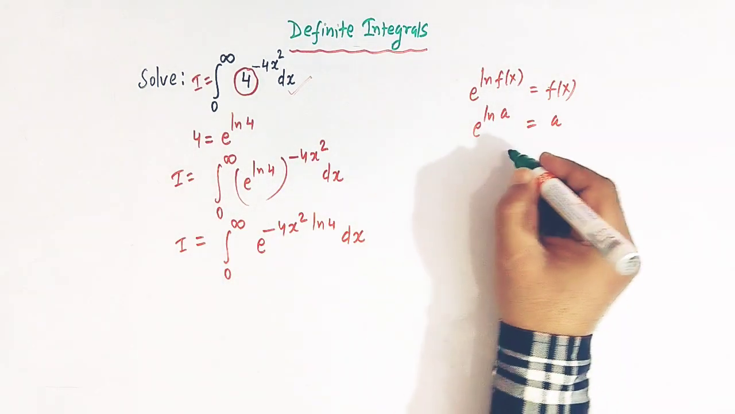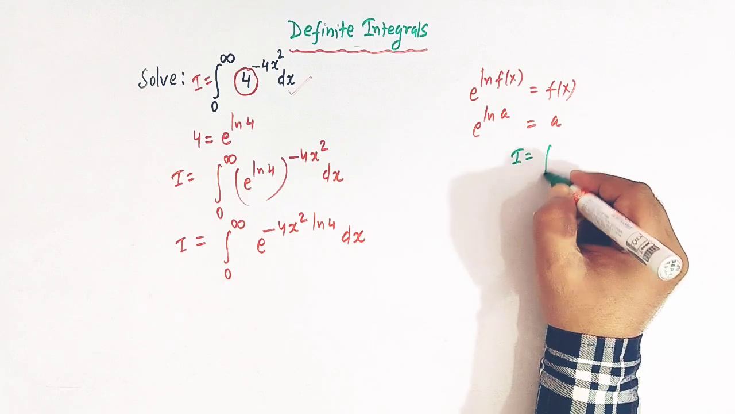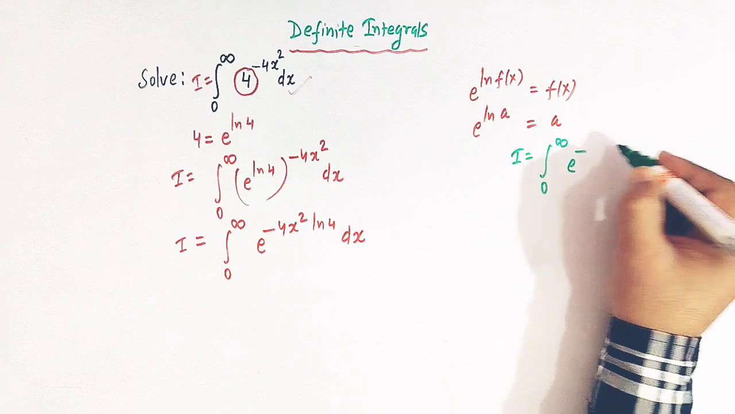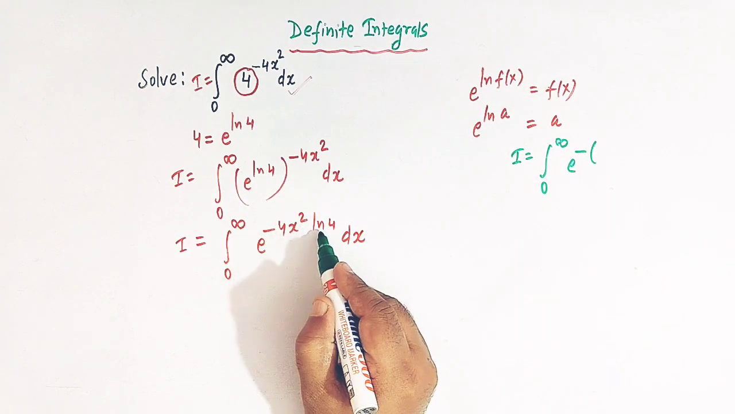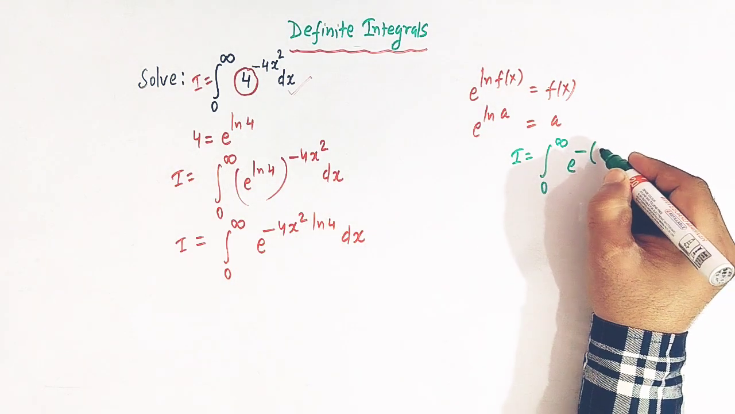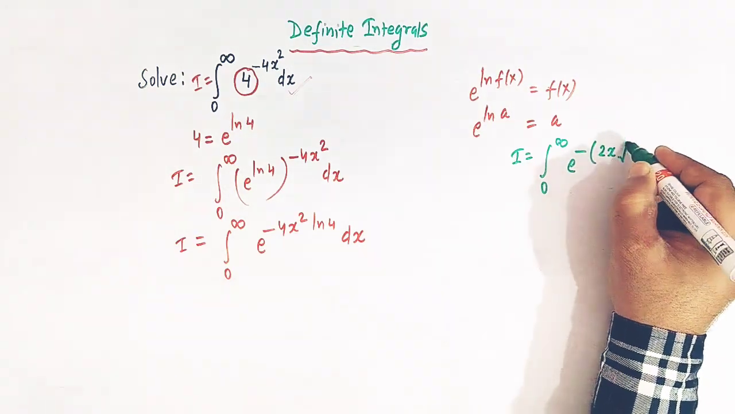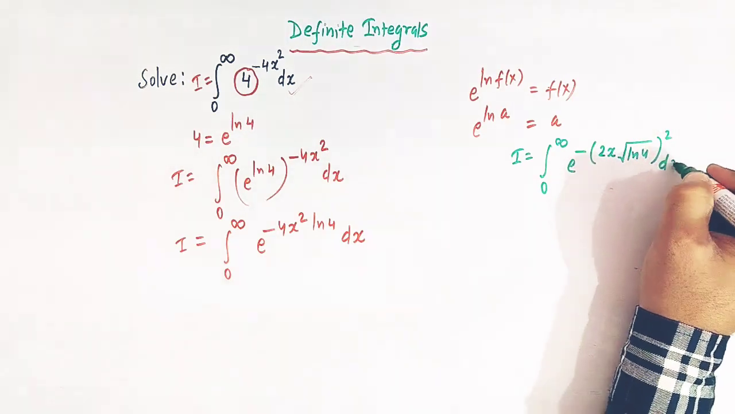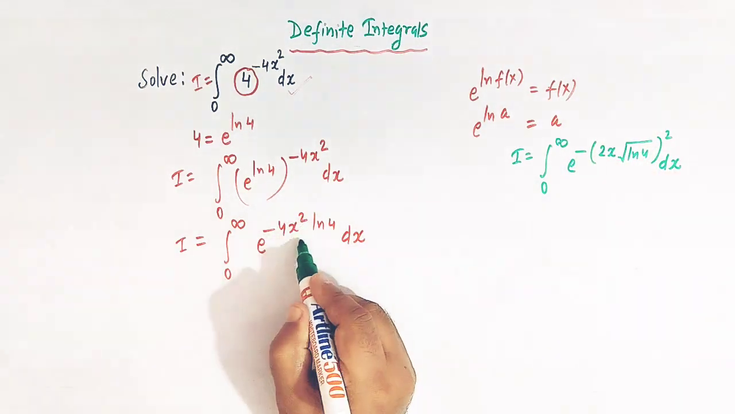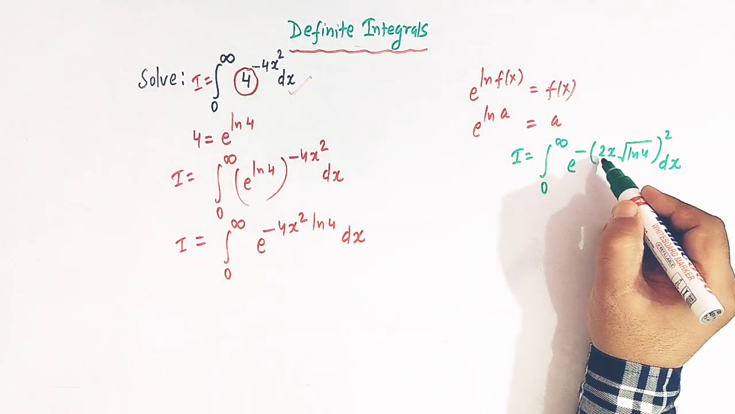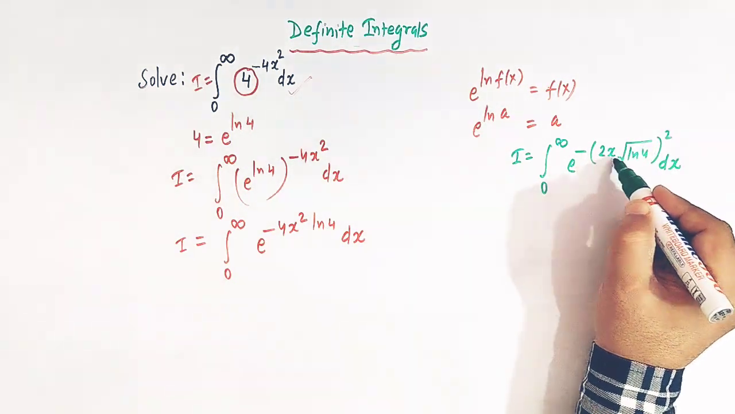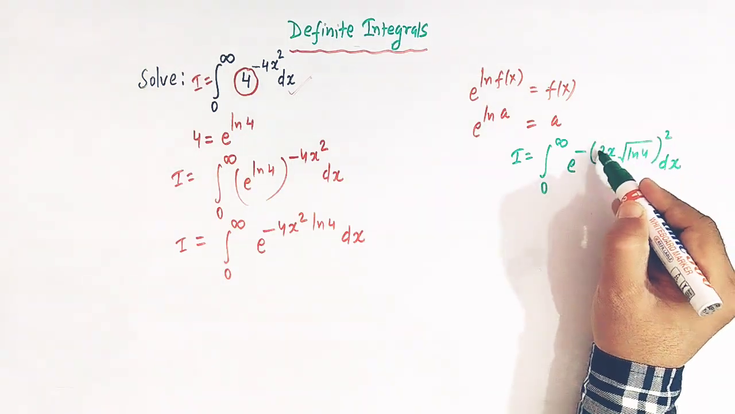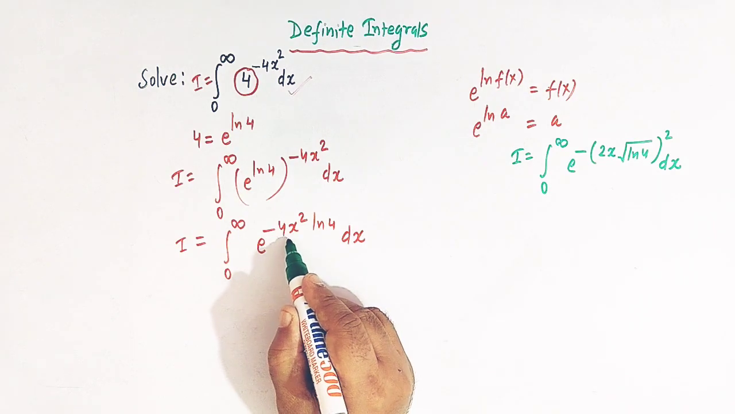Now we can write this integral I as 0 to infinity, with minus, and 4x square log of 4 can be written as 2x times square root of log of 4, all squared. So we have written 4x square natural log of 4 as the square of 2x times square root of log of 4. When we take the square of this term, we get this one.